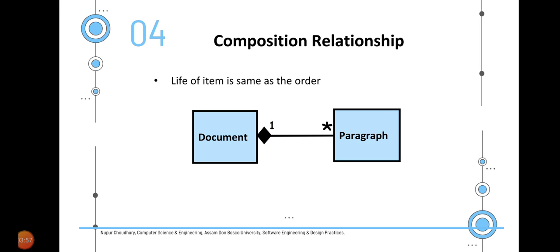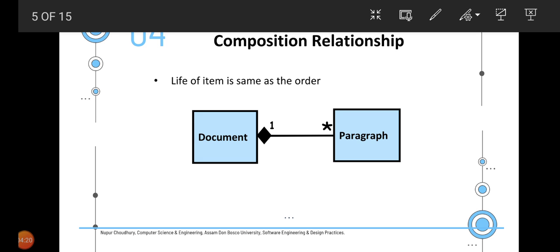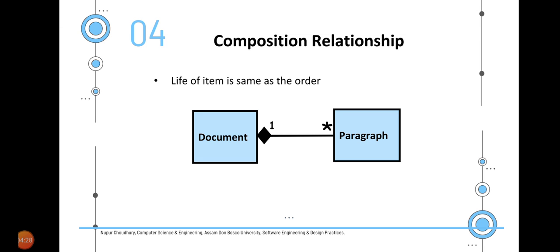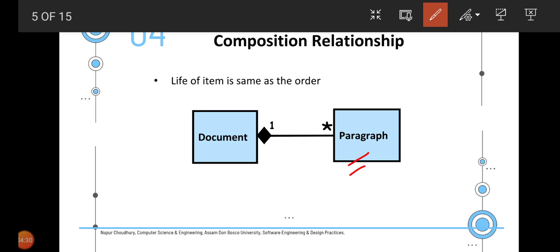Next we will talk about composition relationship. Composition relationship is a stronger form of aggregation relationship where the life of the item is the same as the order. That means, for example, if we are considering the document and paragraph, this document we can consider as a composition of the paragraph, and the document will exist only if there are sufficient number of paragraphs associated.